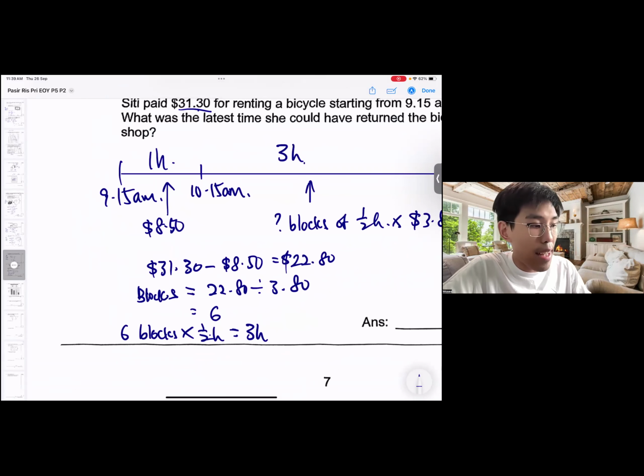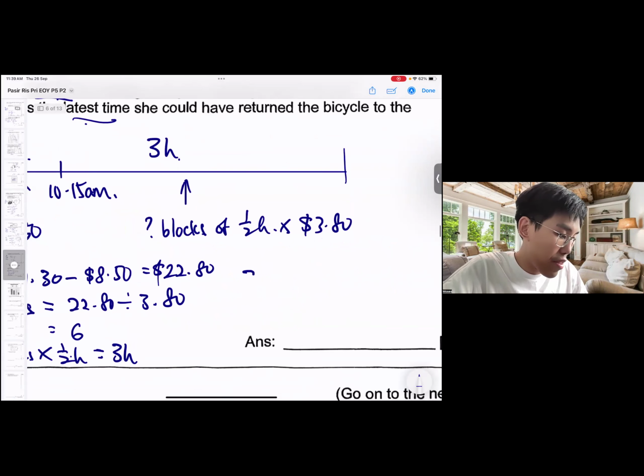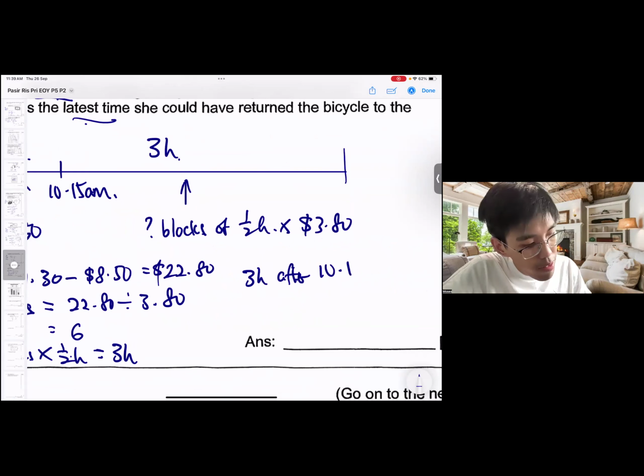So what is the latest time? They're asking for latest time. That means it's 3 hours after 10:15 a.m. So the answer will be 1:15 p.m.